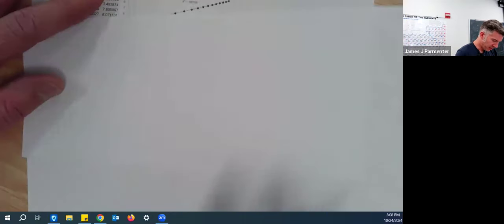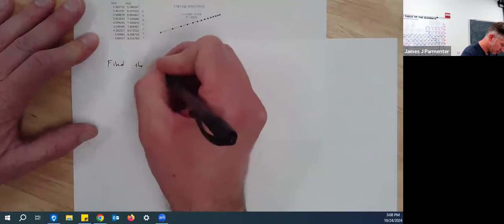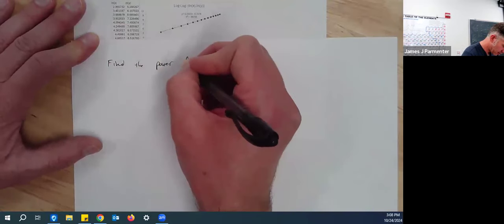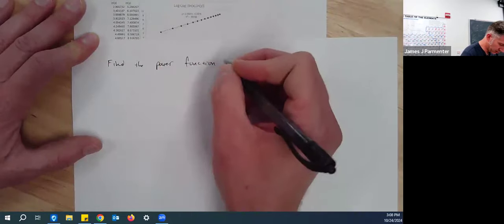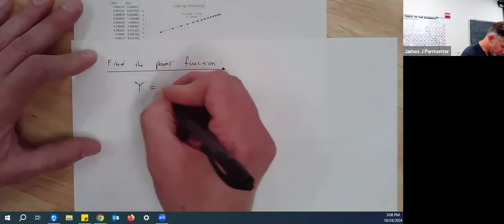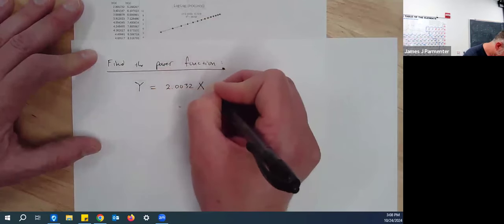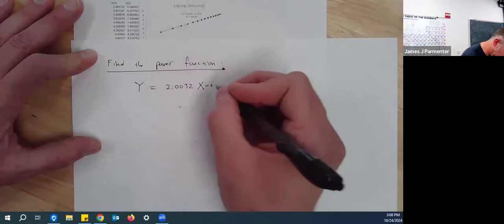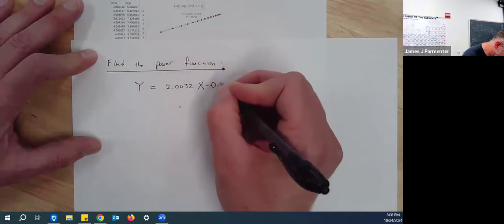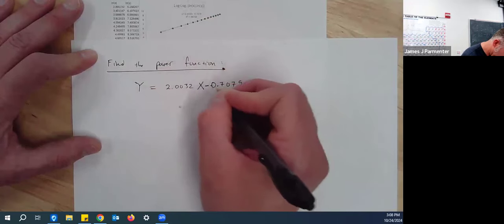So find the power function. Sorry, let me zoom out a little bit more reasonably here. So to find the power function, I'm going to take the linear relationship or equation that they gave me, which is y equal to 2.0032x minus 0.7079.